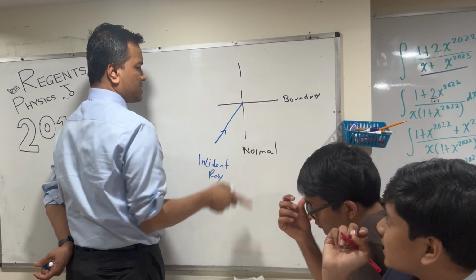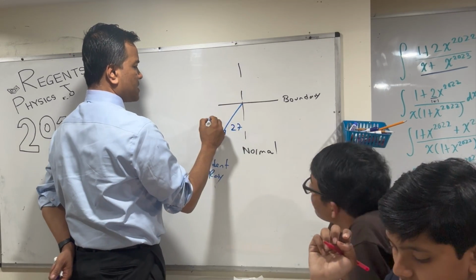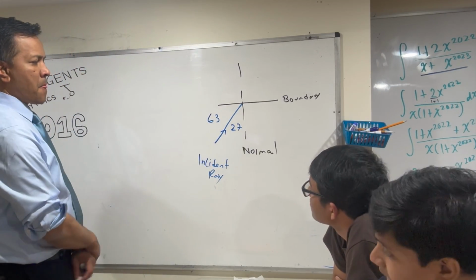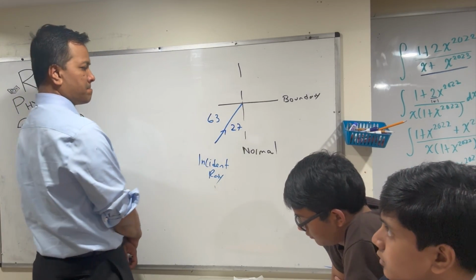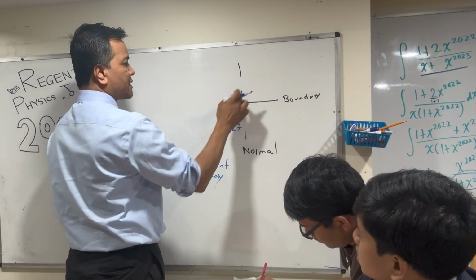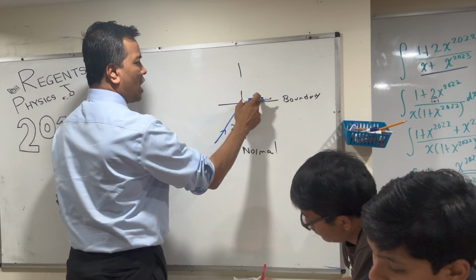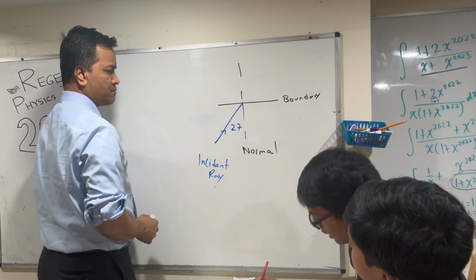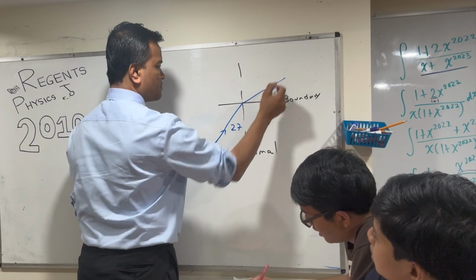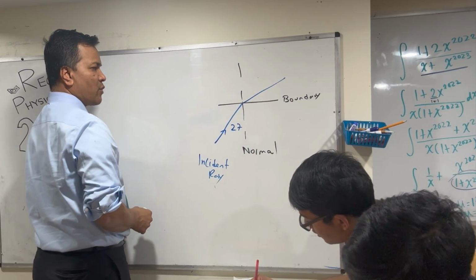What is this one? 27 degrees, and this one is 63 degrees. Isaac, which one is the incident angle? 27, because it's measured right from the normal. Good. This one is closer to the normal or away from the normal? That's 41 degrees. So it's away from the normal. Right? Yeah.